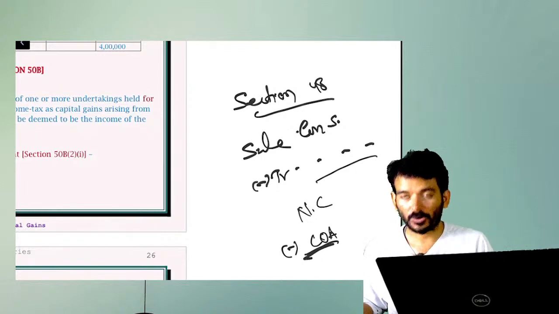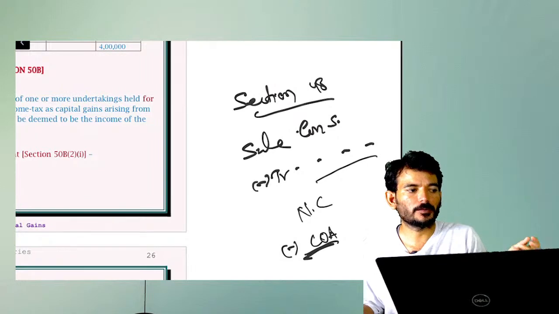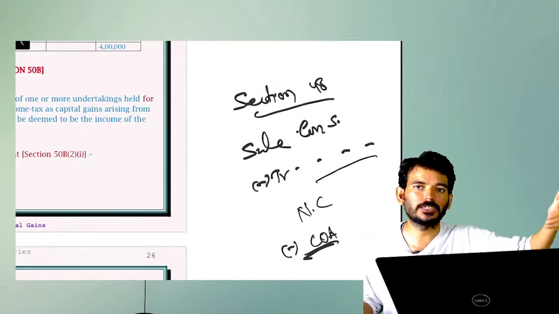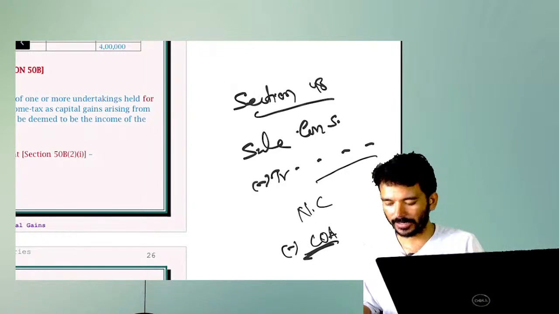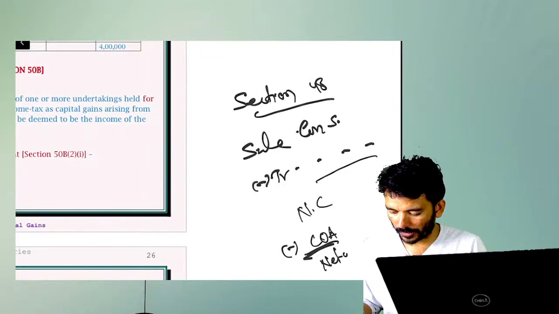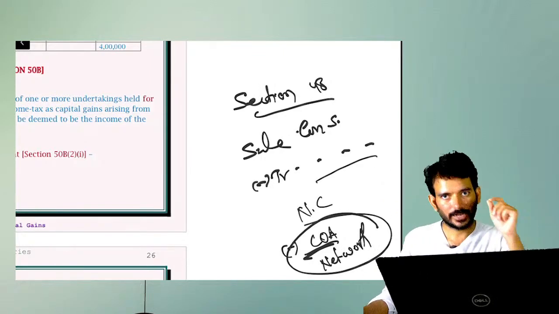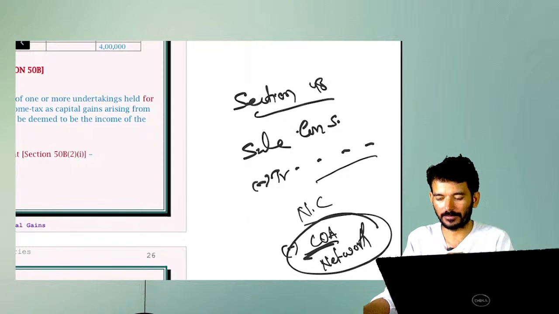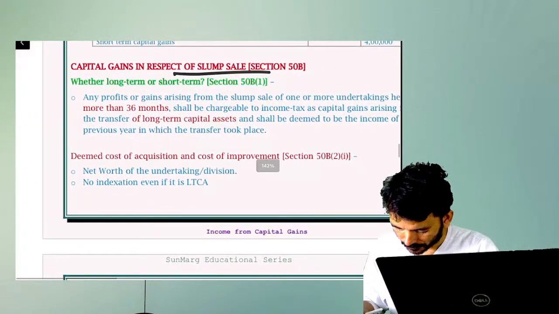So what is my cost of acquisition? Because I have not identified values to each asset, I'm selling the entire thing, so it's a net worth I'm selling, right? So you need to calculate the net worth for the entire undertaking. That is the crux of the entire chapter, entire topic. I'll discuss more on this.